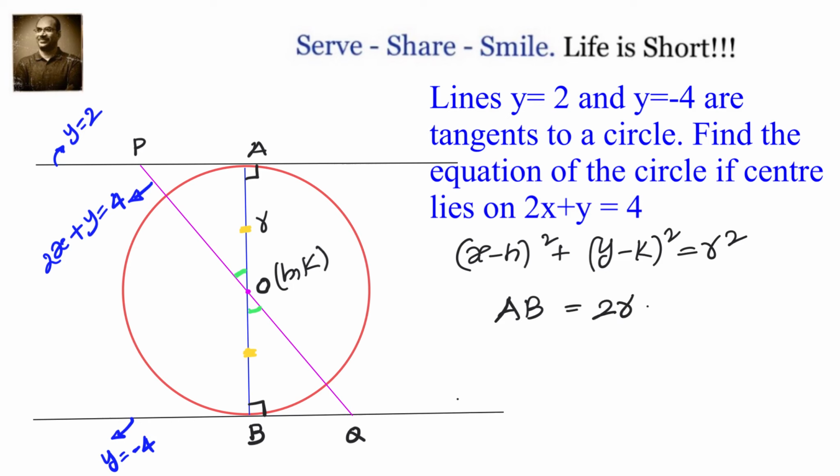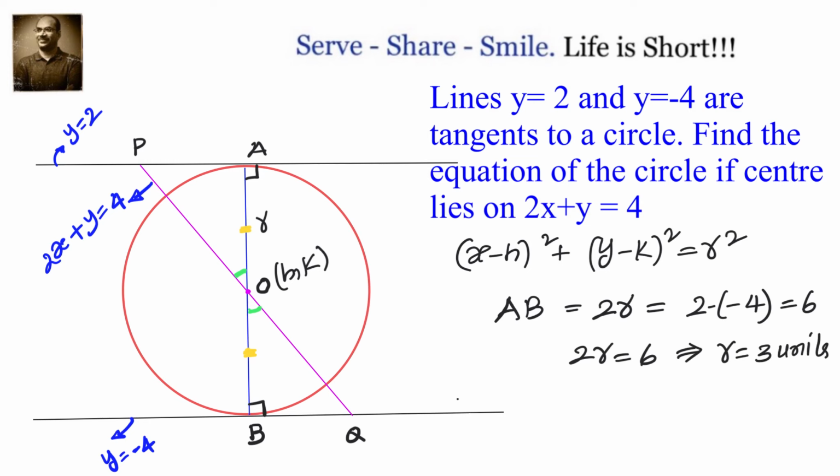Now, what is the distance AB? Can we find it out? Easily, because we know y equals 2 and y equals minus 4. The distance between them is 2 plus 4, which is 6. But AB is the diameter, which means 2 times the radius is 6, or r equals 3.